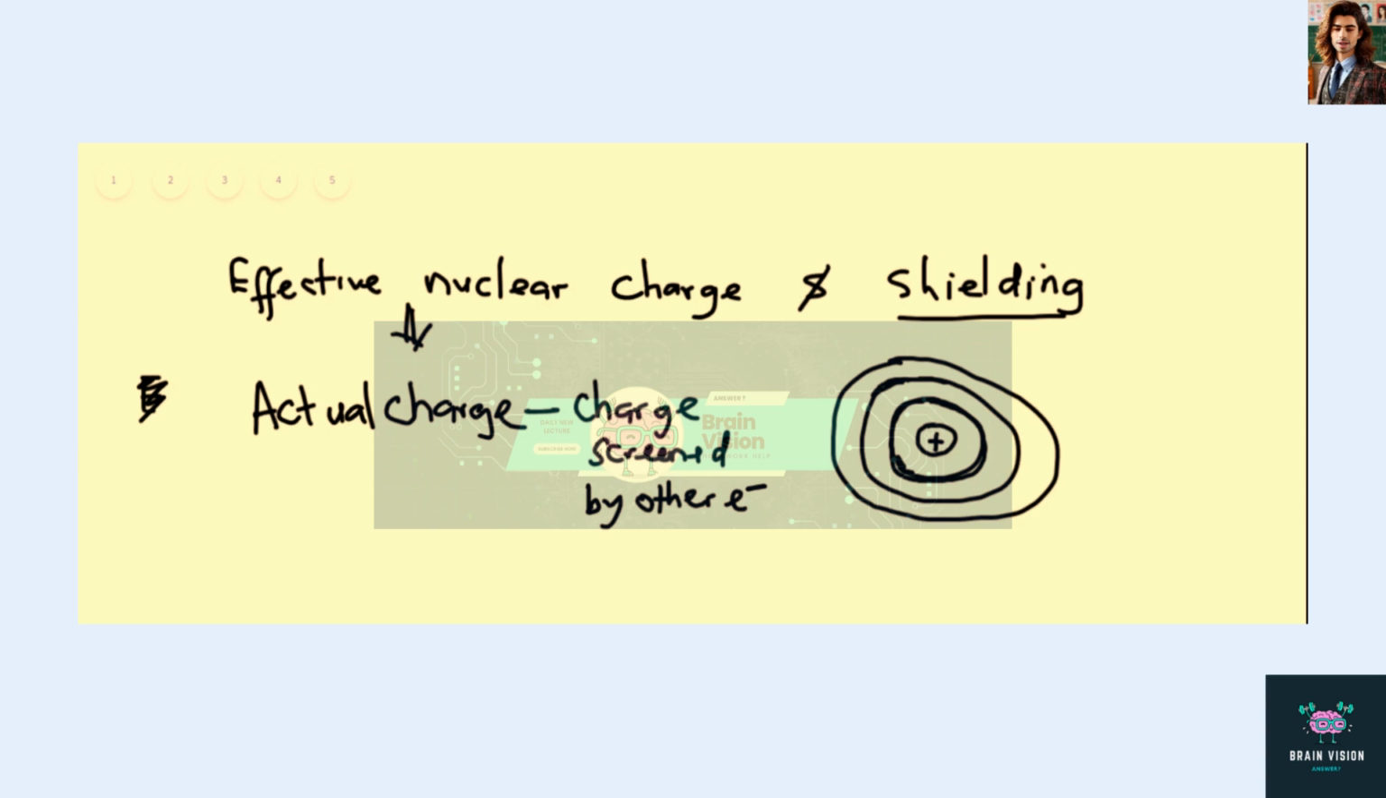So if you subtract the charge that is screened by this first shell from the total charge of the nucleus, then you can determine the amount of charge that is felt by the electron in the next shell, and that is the effective nuclear charge.